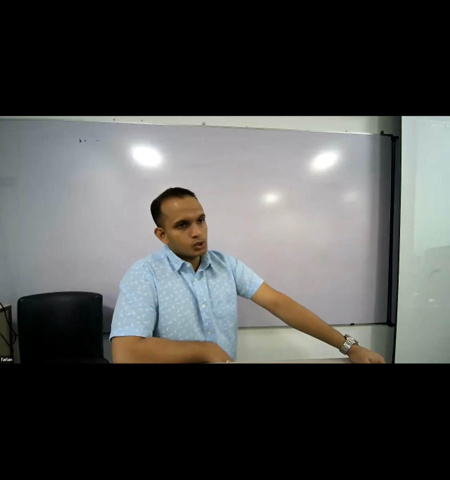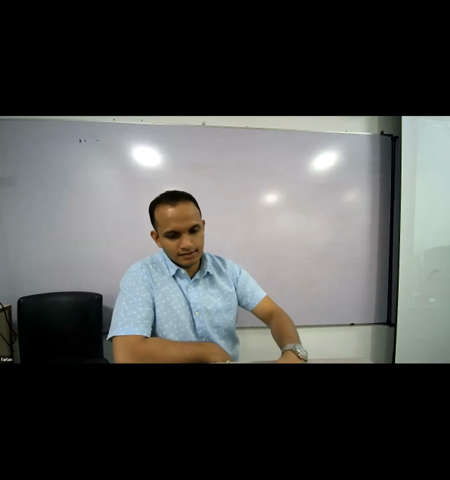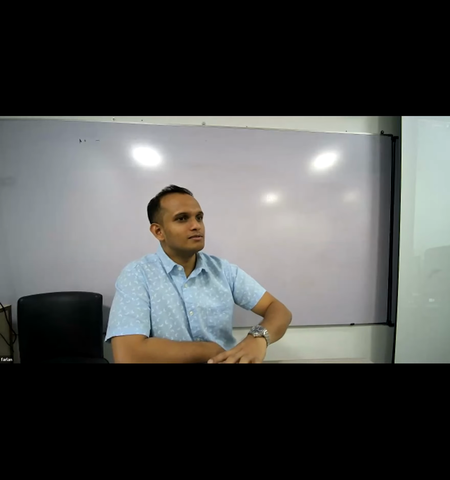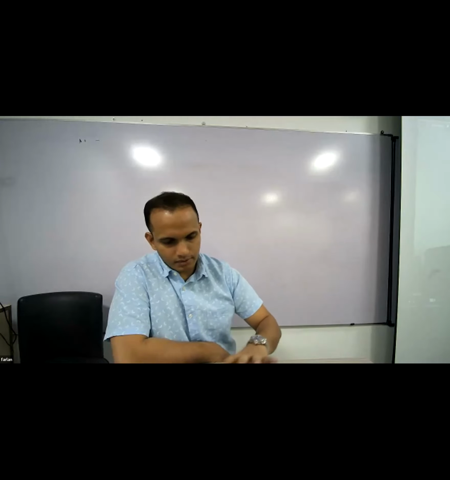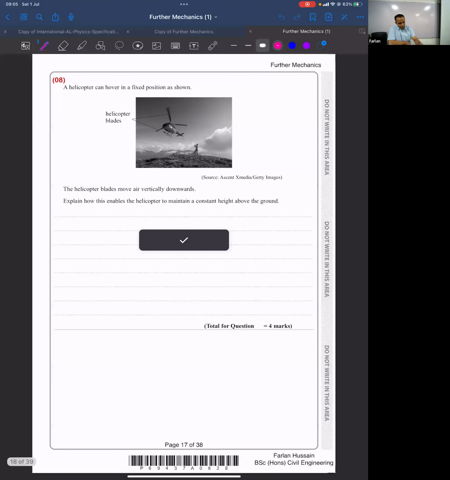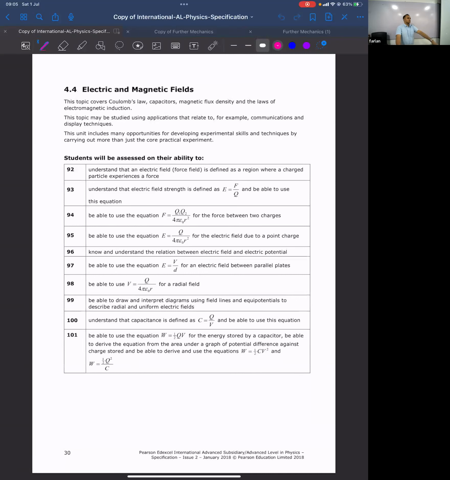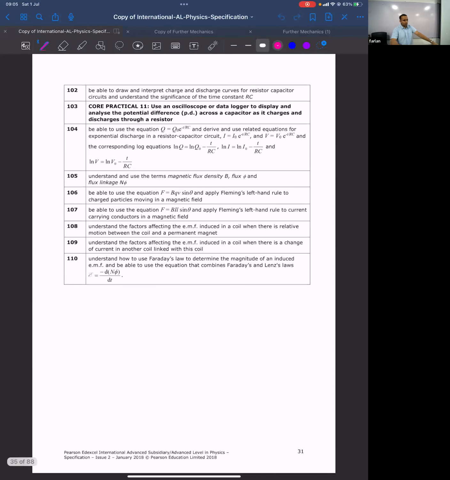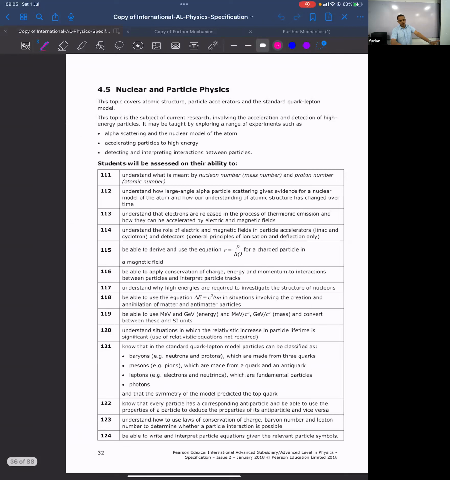So guys, unit 4 and 5. What is there in unit 4? Let me quickly take you through the syllabus. Right. So in unit 4, you will have further mechanics, electric and magnetic fields, and nuclear physics. Those are the 3 areas for unit 4.